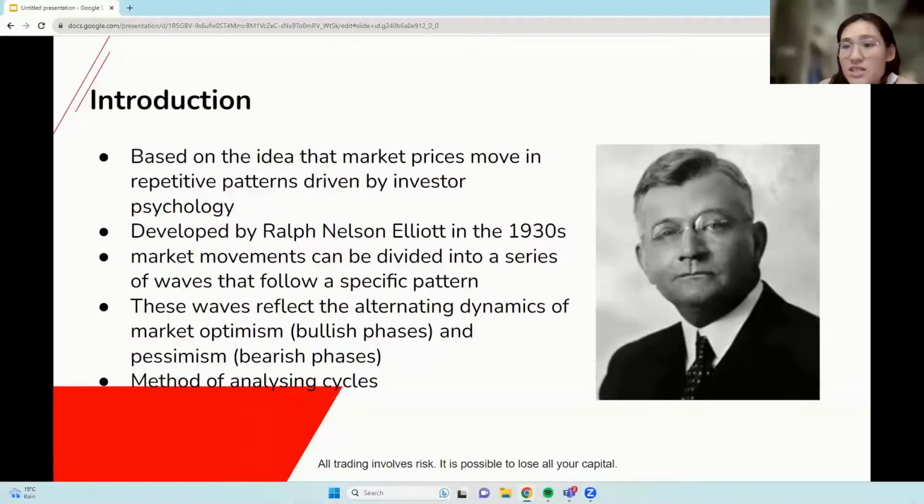And the theory suggests that market movements can be divided into a series of waves that follow a specific pattern. So these waves reflect the alternating dynamics of market optimism, those would be bullish phases, and market pessimism, which would be bearish phases. So it's basically a method of analyzing cycles in the market. And by analyzing these price movements, you can then forecast future market movements.